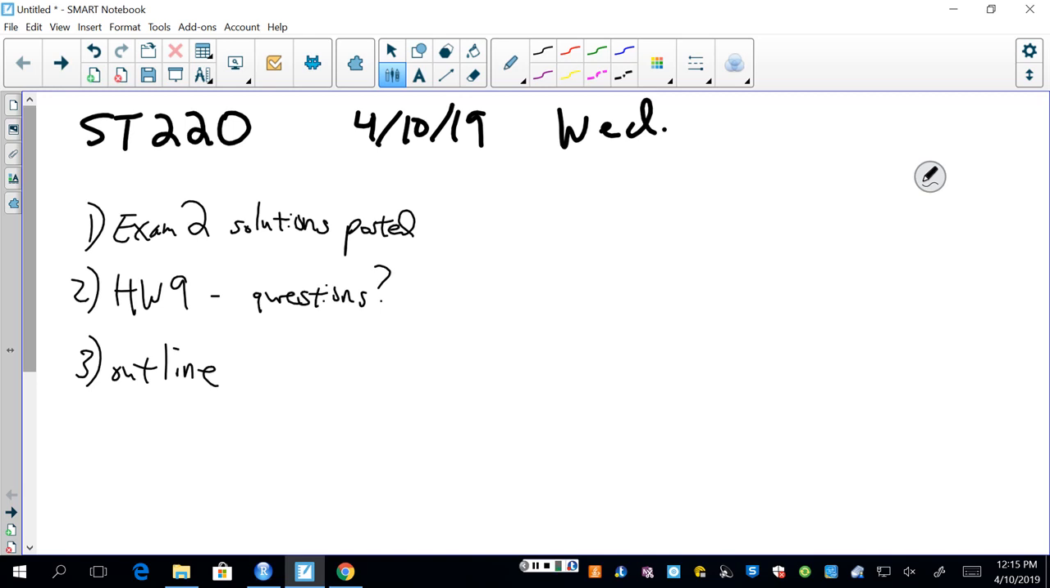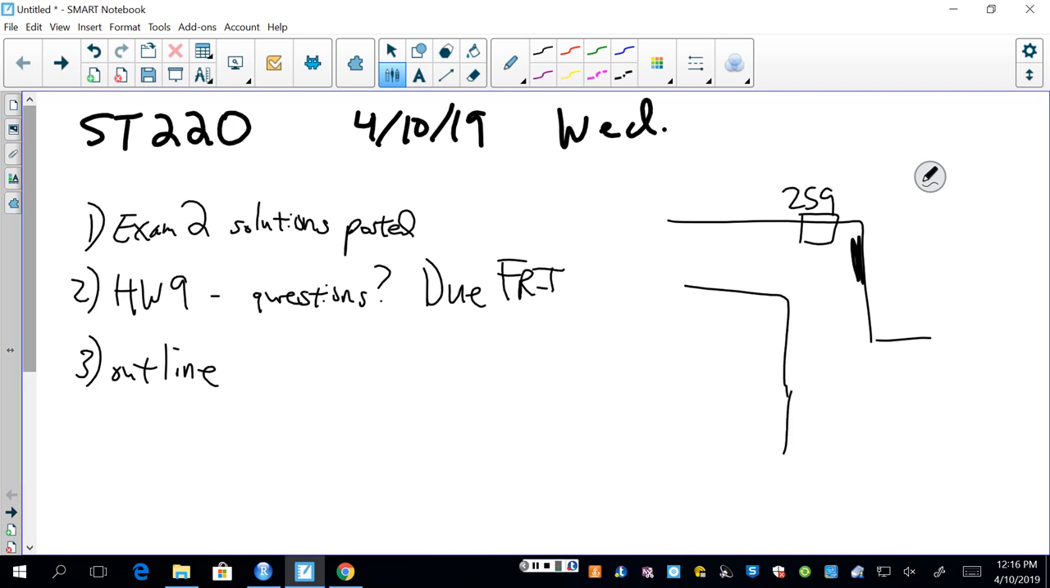Homework 9 is posted, due Friday. I'll be gone, so you submit it to my office. Here's my office, 259, and there are some slats over here, so there'll be a folder there that says 220 on it. The hallway comes down around like this, down the stairs, and there are some slats there. There'll be a yellow folder that says 220 on it, and you can put it in there, and I'll get that when I get back and get it graded.